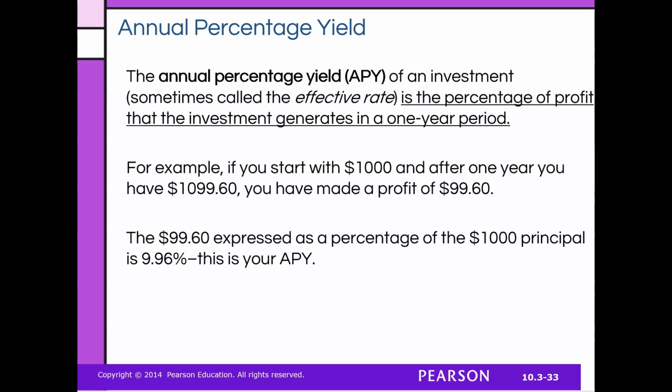So we're saving for the cruise. We're not feeling great about that particular instance, but let's talk about the annual percentage yield: the effective rate, the percentage of profit that the investment generates in a 1-year period. Though you didn't make the money for the cruise, you did learn about how compounding worked. You learned about what kind of interest you want and that you have lots of options out there. If you've got $1,000, after 1 year you have $1,099.60, so you made a profit of $99.60. That $99.60 expresses the percentage of the $1,000 principal. This is your APY. This is how much you've earned in that year.